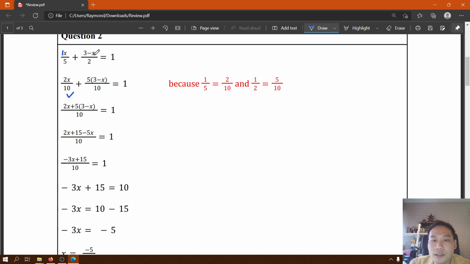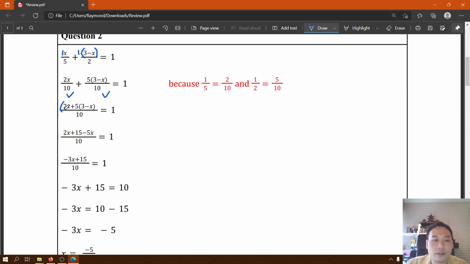Now, over here, same situation, right? If I were to treat this 3 minus x in this manner, I have a 1 over here, right? So 1 of this numerator over 2. So 1 over 2 is actually 5 over 10. So I can convert it in this manner. So that's how I obtain this, right? Now that the denominator is common, put them together like so, okay?